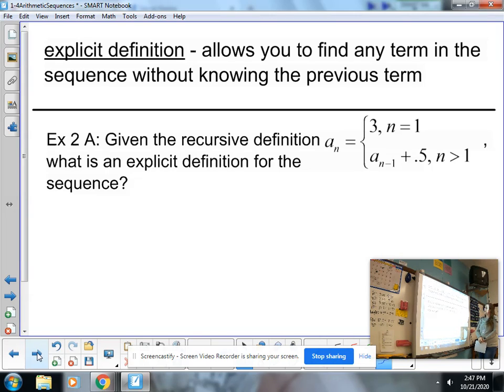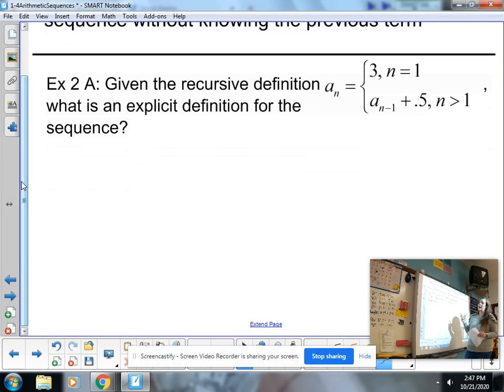Given the recursive definition, a sub n equals 3. Notice that's my starting term. If n is equal to 1, a sub n minus 1 plus 0.5, so 0.5 is my common difference, if n is greater than 1. We want to know what the explicit definition would be for the sequence.